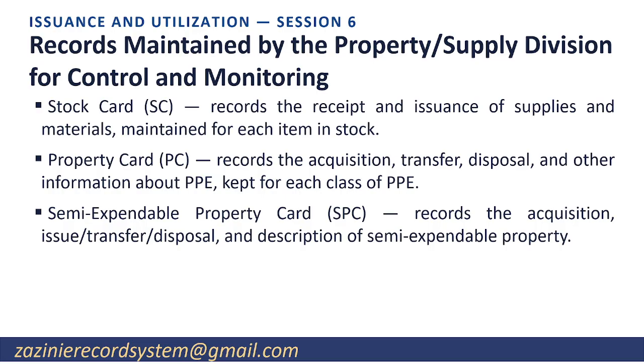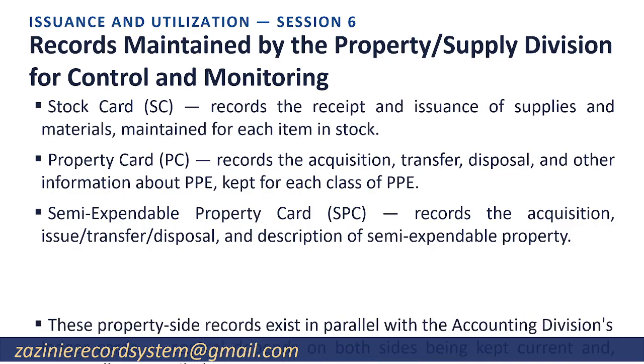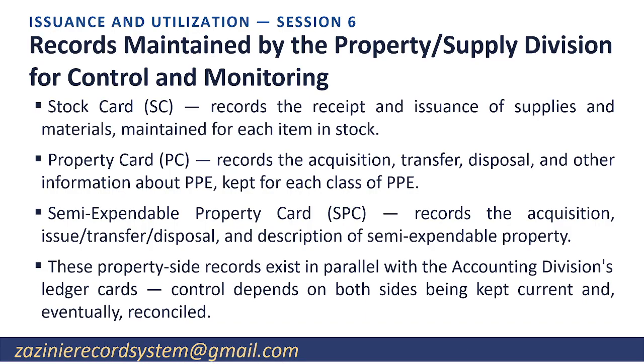These property side records exist in parallel with the accounting division's ledger cards. Control depends on both sides being kept current and, eventually, reconciled. Now, in a bit more detail. Notice each of these three records has its own scope: the stock card per item in stock, the property card per class of PPE, and the semi-expendable property card for the intermediate category between the two. Next slide.